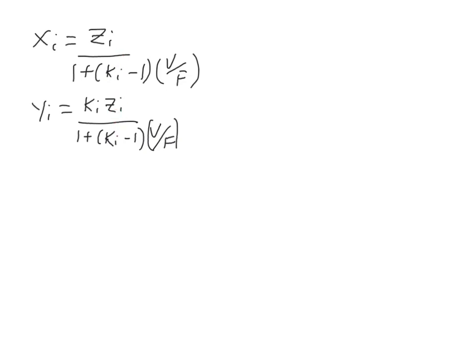Let's look at how we actually use these equations to go about solving for our flash drum. So the problem with the flash drum is we may not necessarily know what V is right here. And so we have difficulty in actually going about solving for what y_i and x_i are.